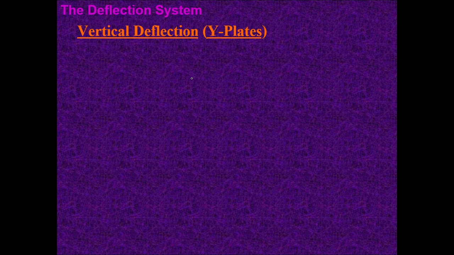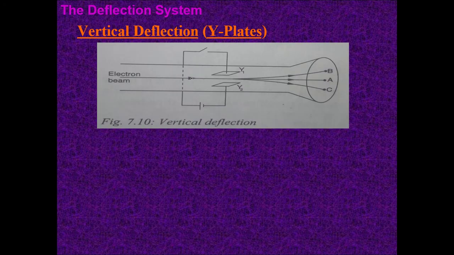Now, with this, we find that we have a figure here, whereby we saw the first kind of plates, which we term now as Y plates. So, as the electron beam is flowing, what will happen in this case? Notice the circuit here. When the beam passes between uncharged horizontal plates that we have as Y1 and Y2, it strikes the screen at point A.